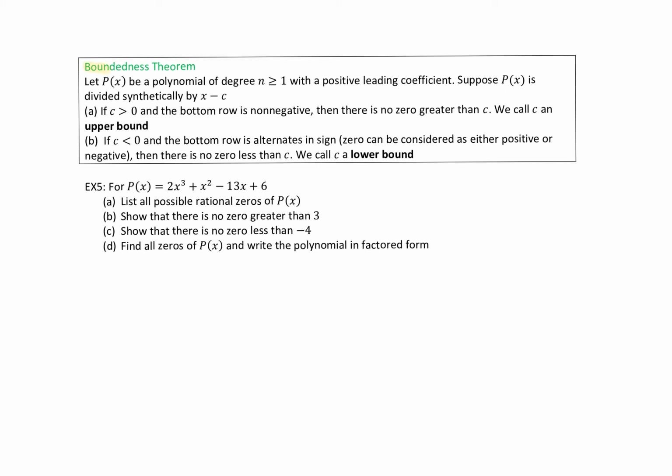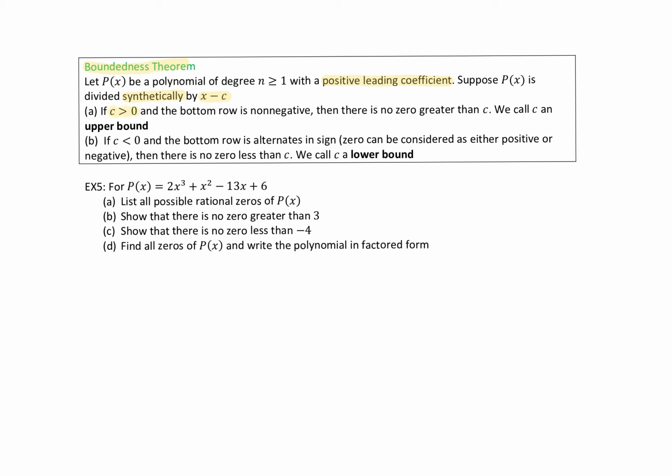Our boundedness theorem says that you have a polynomial. Here we need a positive leading coefficient. If you don't have a positive leading coefficient, just factor out a negative, and then whatever's left over in parentheses, that would be the polynomial you're working with. So let's say that we're going to do synthetic division by some x minus c.